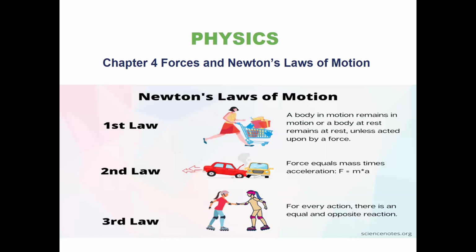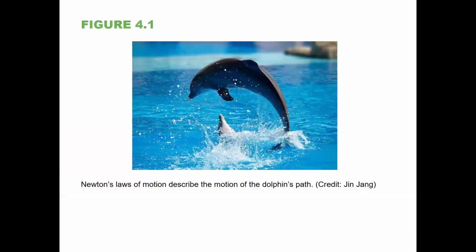Some psychologists believe that this third law of Newton is also accurate psychologically. You treat people nicely, they will treat you with the same magnitude in an opposite direction towards you. You treat them well, they treat you well. You treat people badly, they treat you badly. So that is a standard law. But that does not mean that everybody whom you treat well is going to treat you badly. These are variations, but the general rule is that for every action, there is an equal and opposite reaction. That shows us here that Newton's laws of motion describe the motion of the dolphin's path.